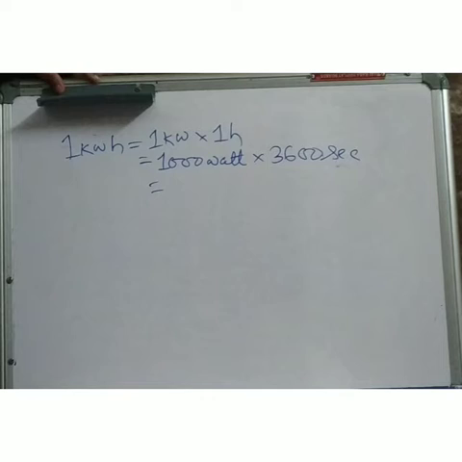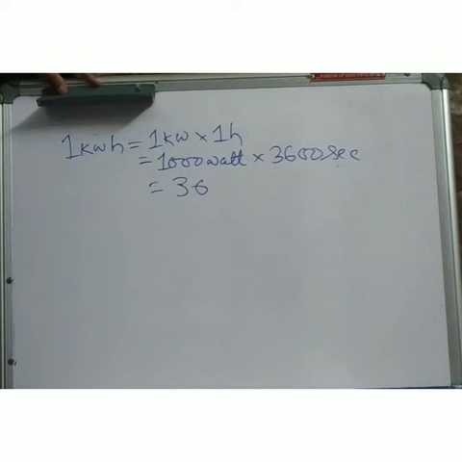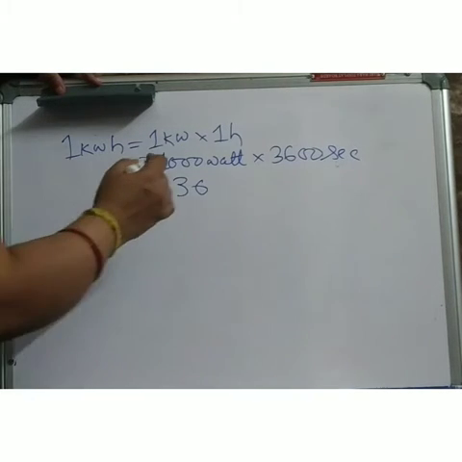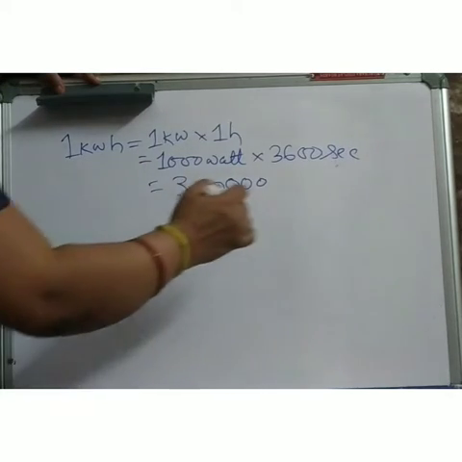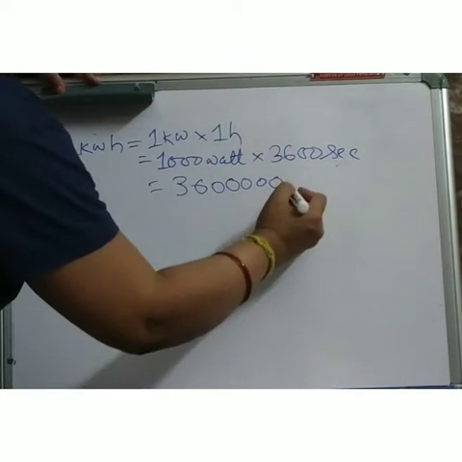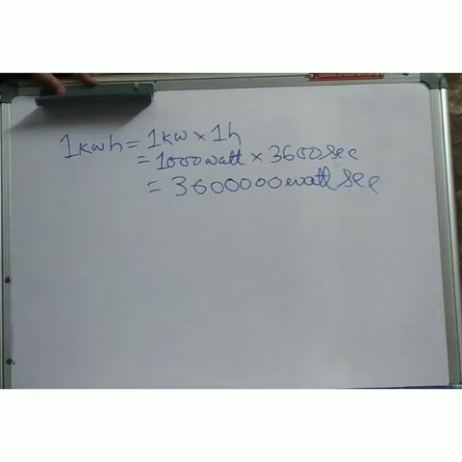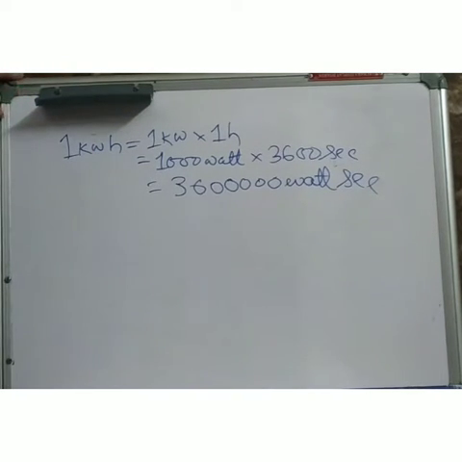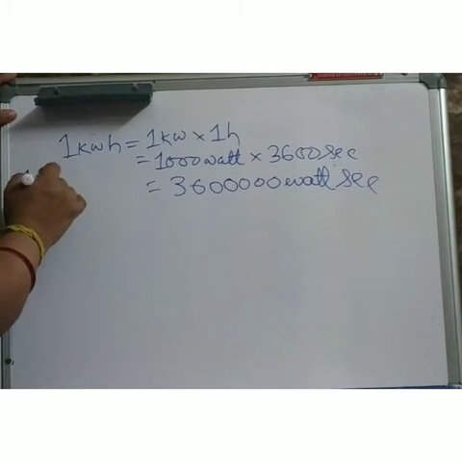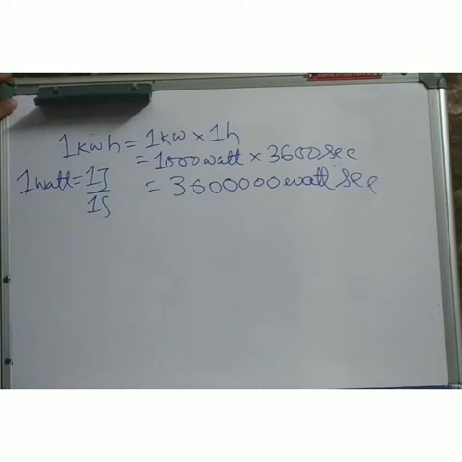So how much is it? 36, how many zeros should I put over here? 1, 2, 3, 4, 5. So 5 zeros. 36 followed by 5 zeros, unit watt second. Clear? What is this watt, by the way? We know 1 watt is equal to 1 joule per 1 second. This thing also we have studied.